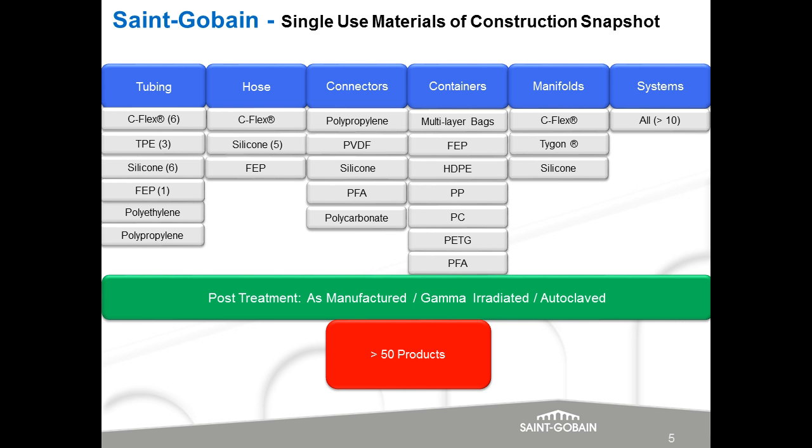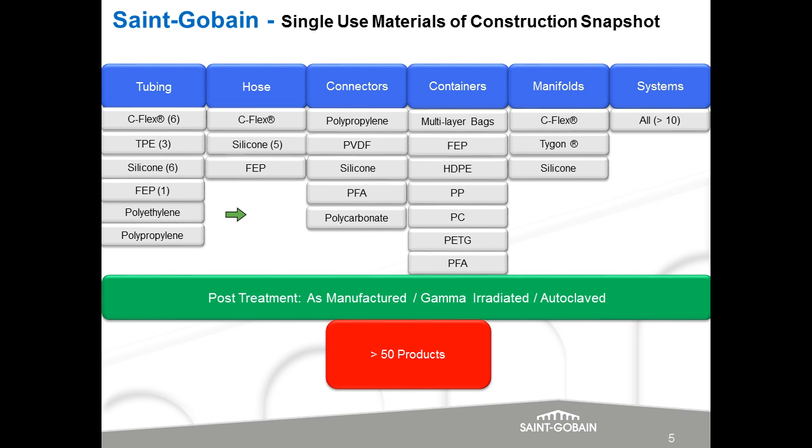And this chart shows for Saint-Gobain our single-use materials of construction snapshot, where we have products in several categories: tubing, hose, connectors, containers, manifolds, and systems. And I've highlighted the different materials that we use for those. For tubing, we have 6 or more materials. And then for each of those tubings, we may have multiple formulations. So C-Flex has 6 formulations. We have 3 additional TPEs, 6 additional silicones, polyethylene, polypropylene tubing. For silicone hose, there's multiple formulations.